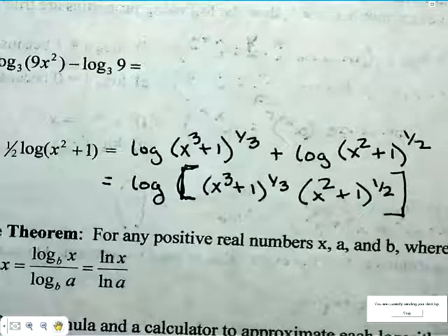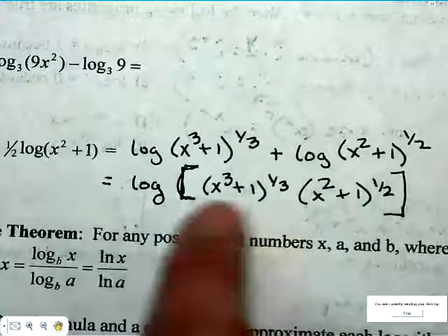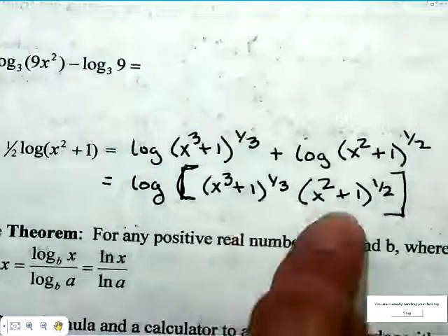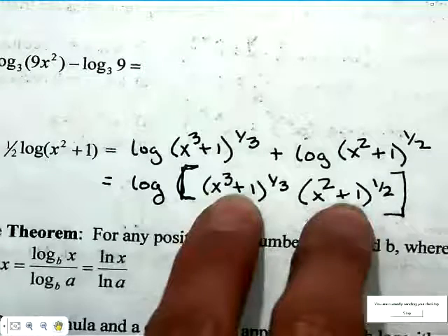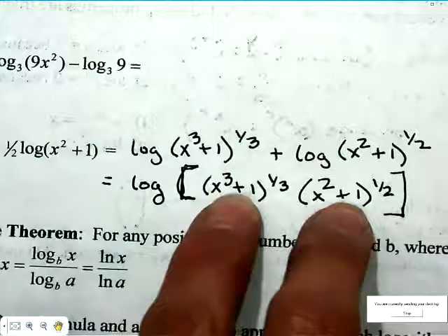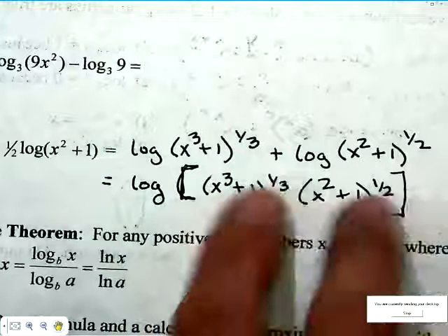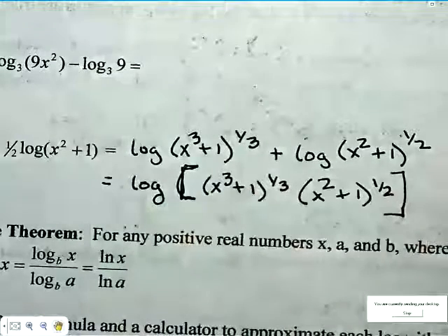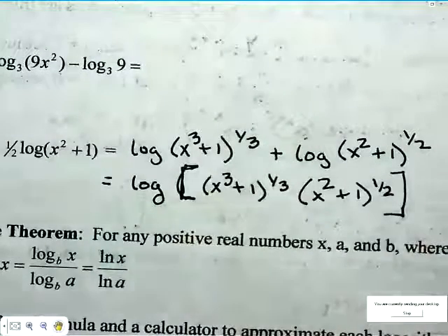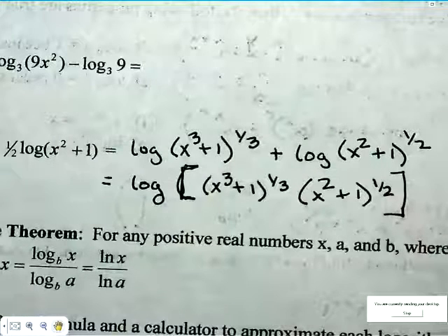I wonder if this is a typo because there's not really anything I can do to simplify this. If the bases were the same, if they were both x squared plus 1 or if they were both x cubed plus 1, what could I do to the exponents? Add them. But since they're not the same, there's nothing I can do to clean that up.